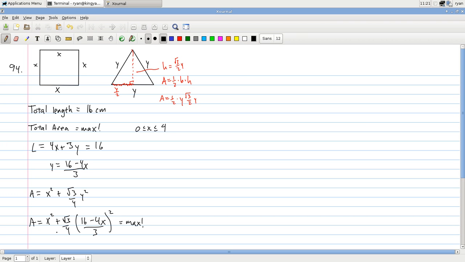We're going to take the derivative of our objective equation. So we've got 2x plus radical 3 over 4. Now for the next part, we're going to use the power rule. So we'll bring that 2 down to the front. 16 minus 4x over 3 to the first, times, applying the chain rule, the derivative of the inside, which is negative 4/3. So this is the derivative of the area, and we're setting this derivative equal to 0.